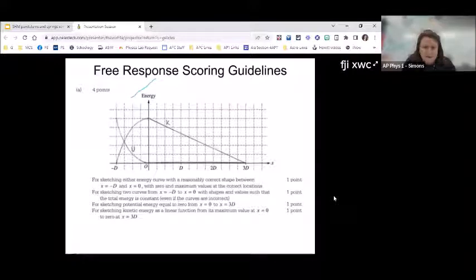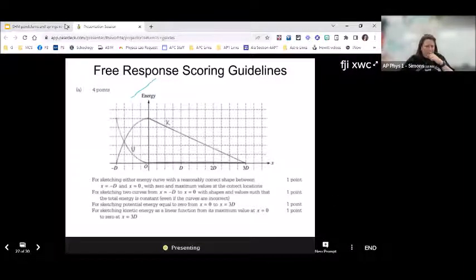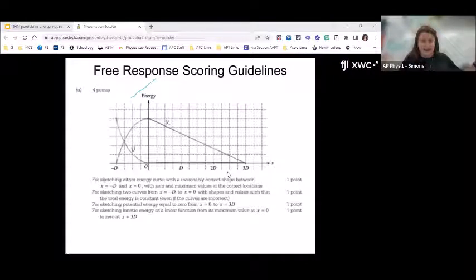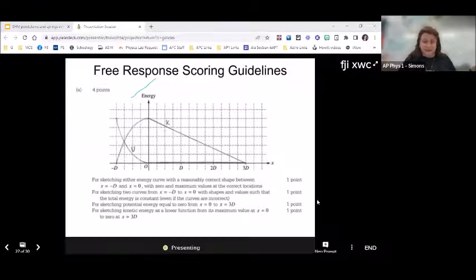For sketching that the potential energy is 0 after x equals 0. Okay. So for that part where it's sliding past, the spring's not involved anymore. There is no more potential energy. And that the kinetic energy is a linear function because of friction forces slowing this down.